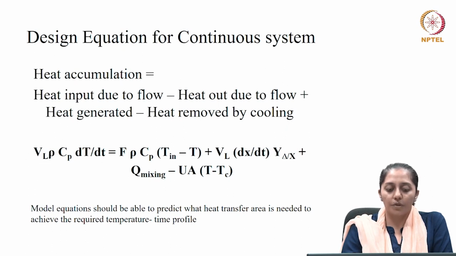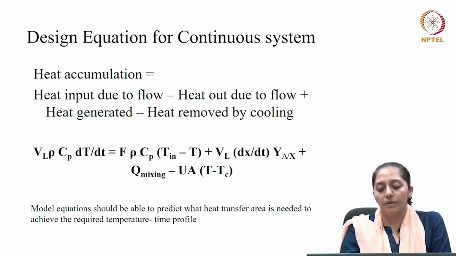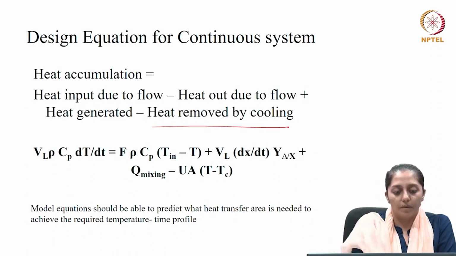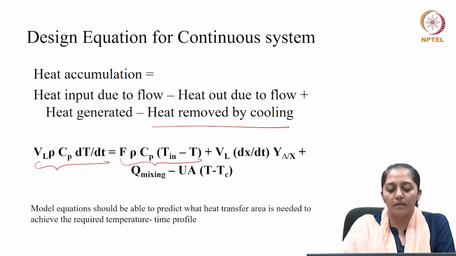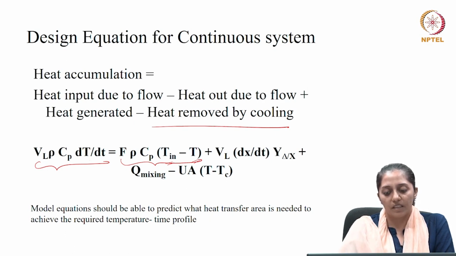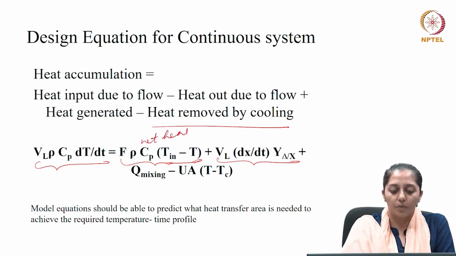Heat accumulation will be equal to the heat input due to the flow minus the heat out due to the flow, plus any heat getting generated, like in case of metabolic heat, minus the heat removed by the cooling. So, this is an overall heat balance. The term on the LHS defines the rate of heat accumulation. The first term on the RHS is the rate at which the heat is coming inside and the rate at which the heat is leaving, where the incoming stream has the temperature T in and the outgoing stream, let us assume, has the temperature T. So, this is the net heat input.